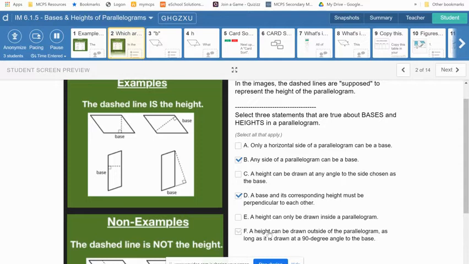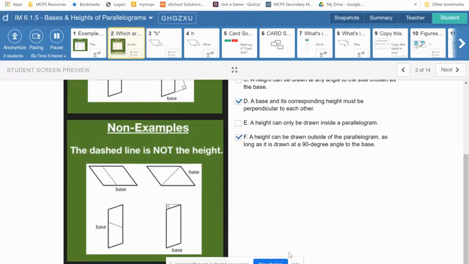Letter F, a height can be drawn outside of the parallelogram as long as it's drawn at a 90-degree angle to the base. So here's my base, and there's my 90-degree angle. So that is true. And for this one, if you notice, these angles, when they cross the base, are not creating 90-degree angles.